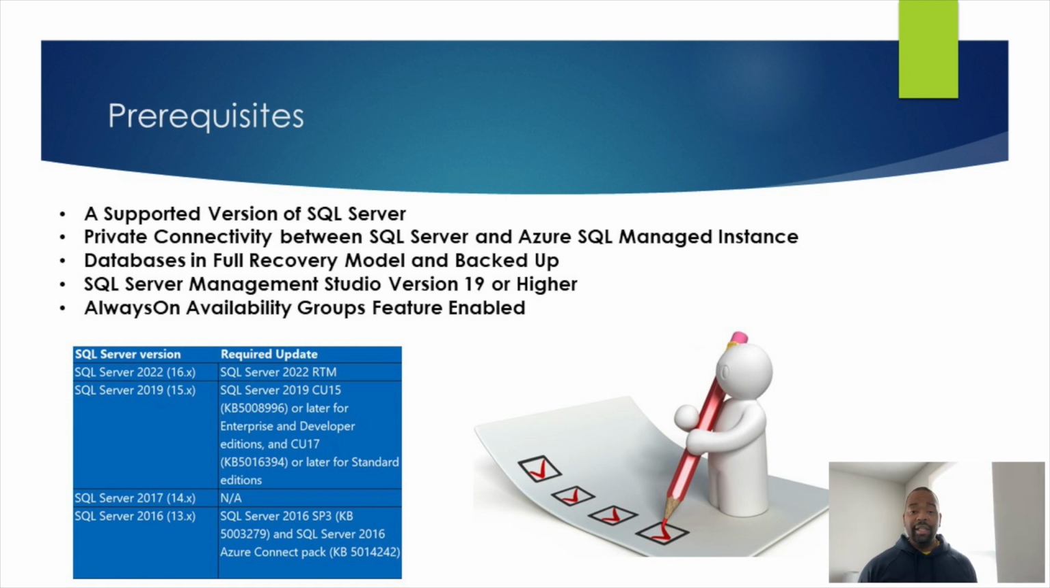Number four, the easiest way for you to utilize Managed Instance Link is to use the wizard that was built for it. The only way that you can utilize the wizard is if you are utilizing SQL Server Management Studio version 19 or higher. And lastly, in number five, you need to ensure that you go out to your source SQL Server system and go to Configuration Manager and enable the Always On availability groups feature.